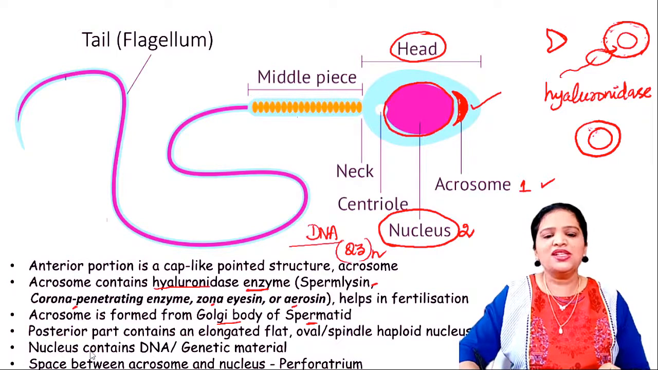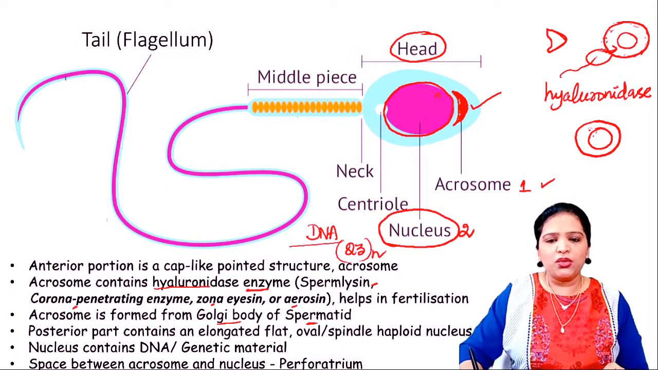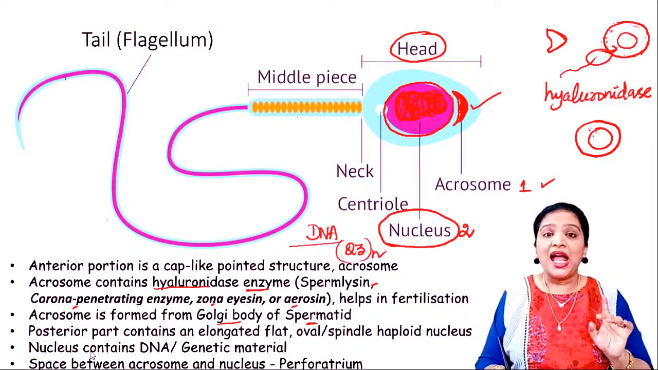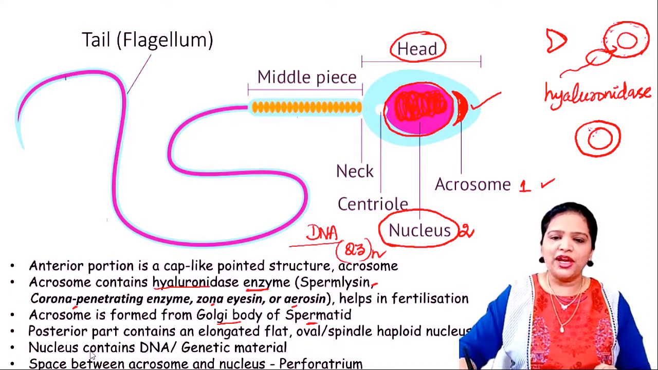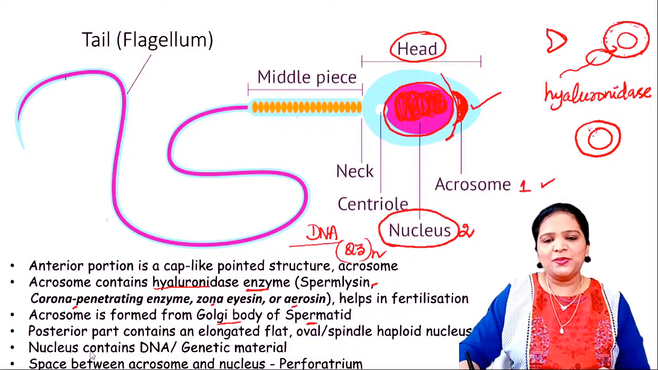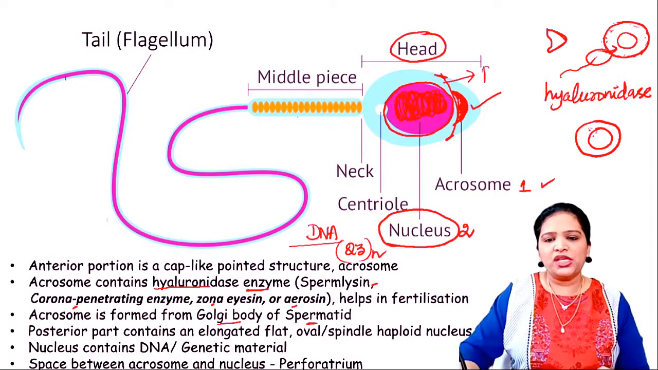Okay, so how is this nucleus? This nucleus is flat, elongated, oval and spindle shape. Okay, so here it is tightly packed. The genetic material is tightly packed inside this nucleus. Clear? Fine. And there is another structure in the head of the sperm that is called perforatorium. What is perforatorium? The space between the acrosome and the nucleus.